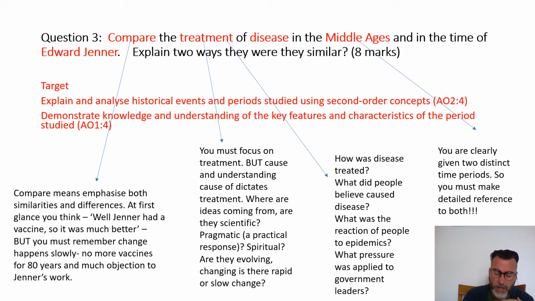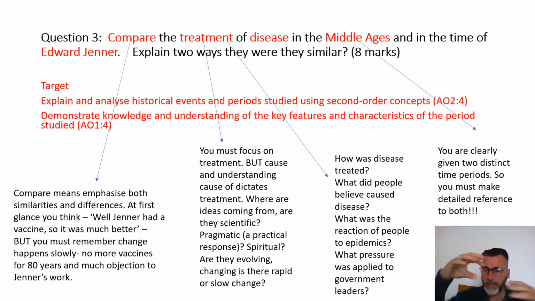Don't give me a long explanation of difference, but start with, look, we've got 2 different time periods here, so we'd expect things to be different. However, by Edward Jenner we've got vaccination, but actually just having one vaccination doesn't change treatment of disease for everybody else. It stops people getting disease. So it's like a trap.